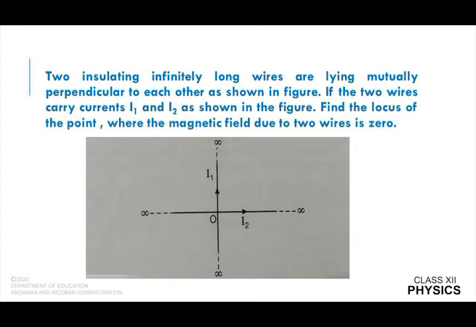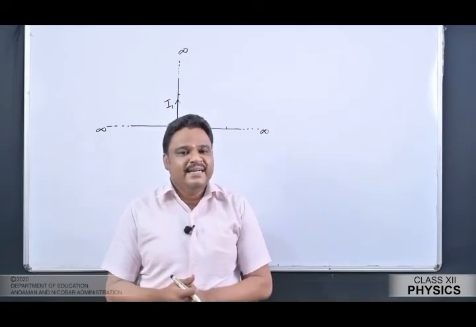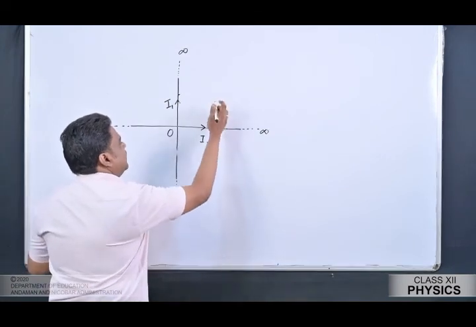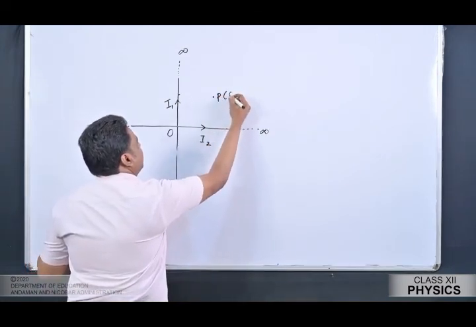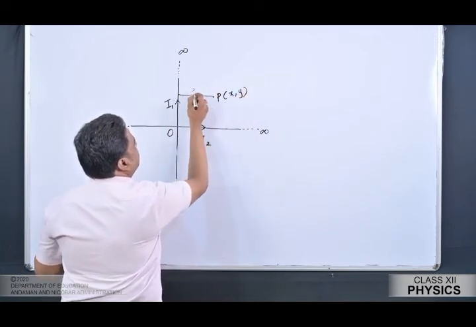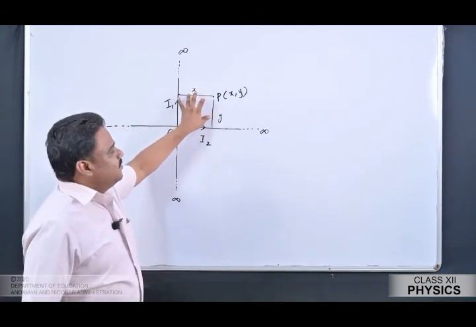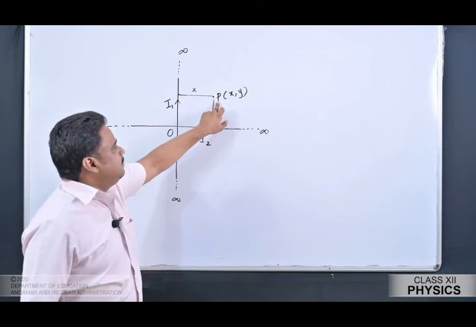So I'm going to read the question once again. Two insulating infinitely long wires are lying mutually perpendicular to each other as shown. If the two wires carry currents I1 and I2, find the locus of the point where the magnetic field due to the two wires is 0. So obviously it is somewhat similar to what we did in the last question. You are going to assume a point, say P, with coordinates x comma y, the x value and the y value. The net magnetic field at P should be 0.